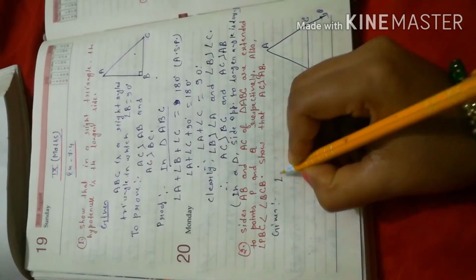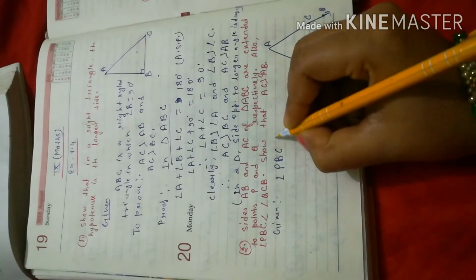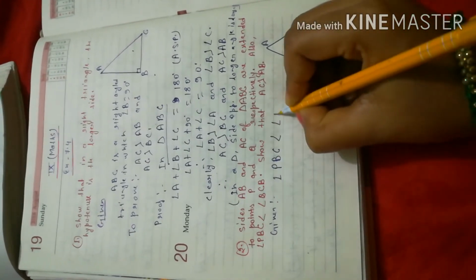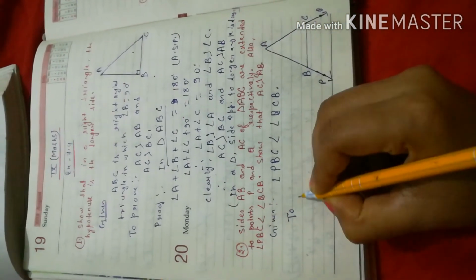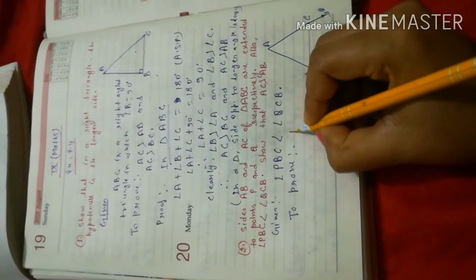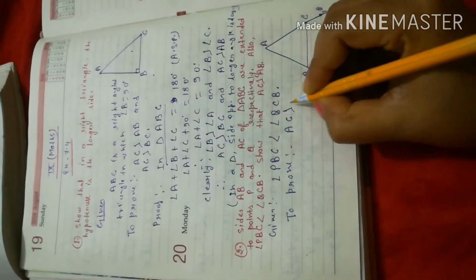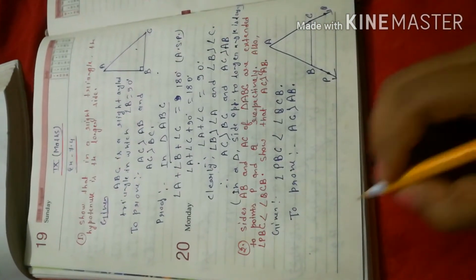Given: angle PBC less than angle QCB. Then we will write, to prove: AC is greater than AB. Proof.